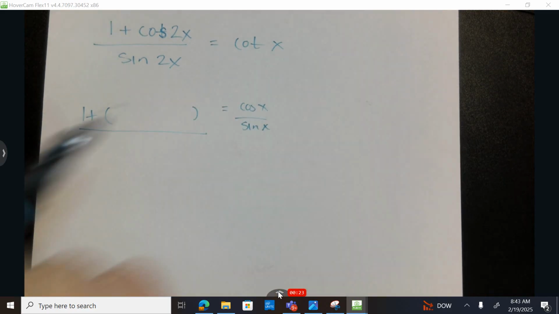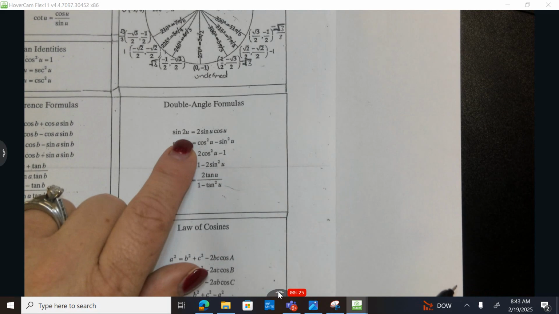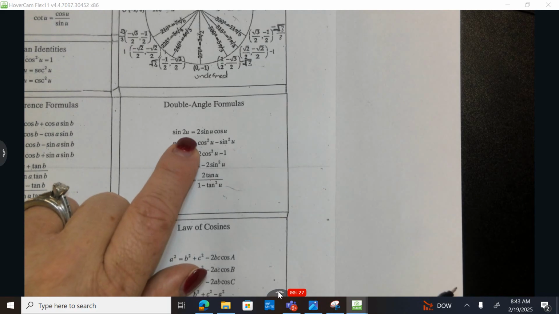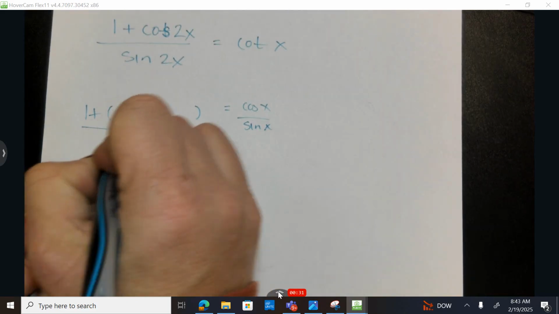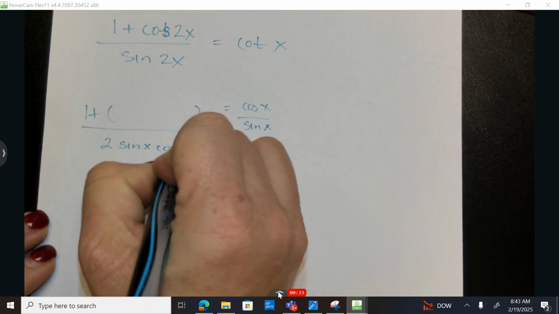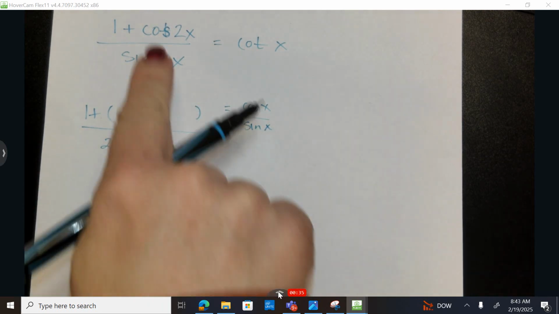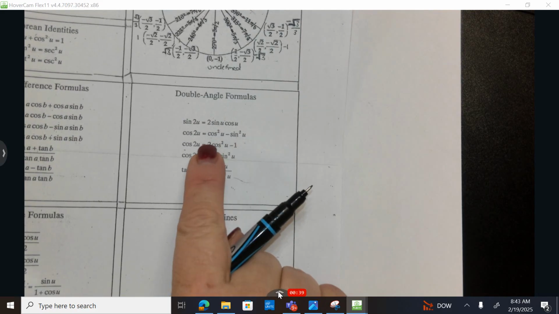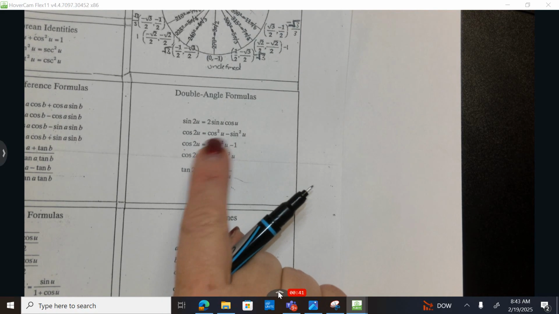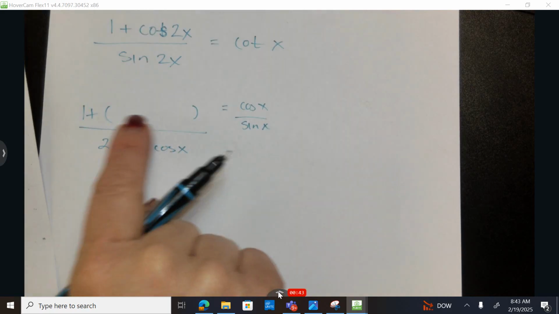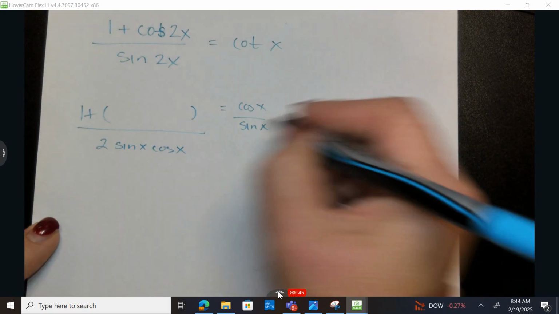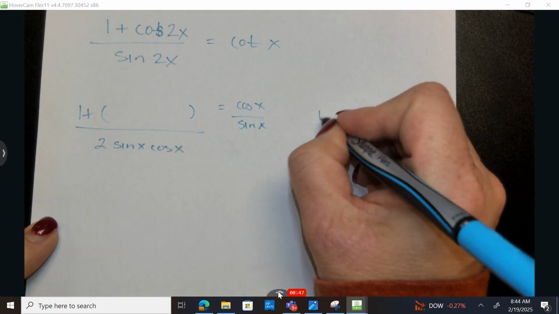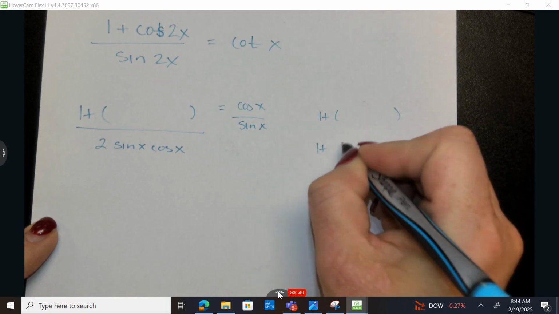I'm going to come back to this part in just a second. But on the bottom, I know there's only one equivalent to the sine of 2x, and it's 2 sine of x cosine of x. So in the bottom, 2 sine of x cosine of x. Now I have two options to replace cosine of 2x with. And so we have to see which one would be to our advantage. Now, I'm thinking, and I'm actually going to write these both out. So let me just take this numerator and write 1 plus. I'm going to write down two options.